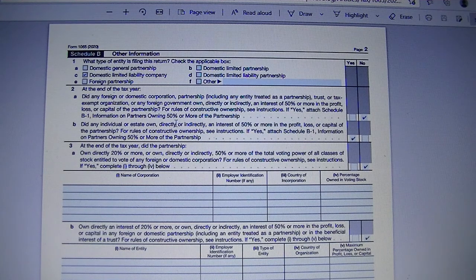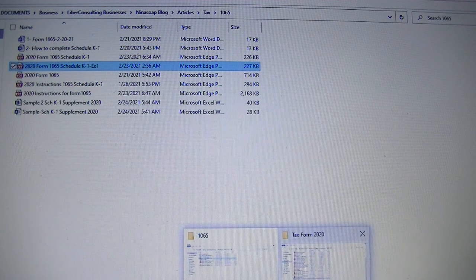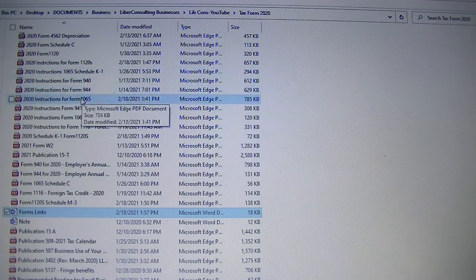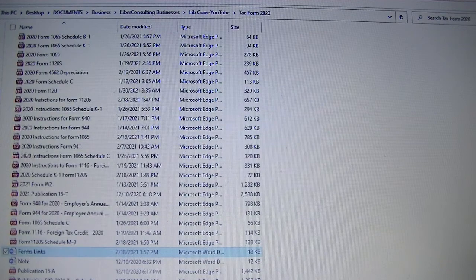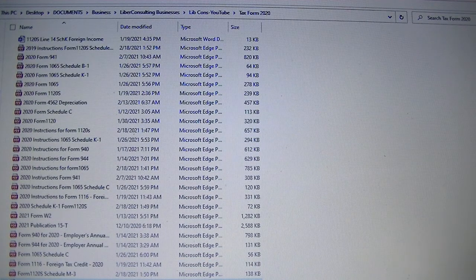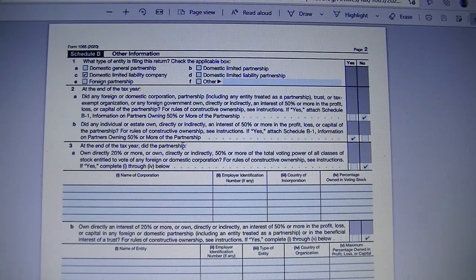If you have partners that own 50% or more of the partnership, you need Schedule B-1. Let's see if we have an example here. That's a schedule where you will state the partner's name, their social security number, and the ownership percentage that they have in the business. And that's pretty much it. It's not complicated, but it comes with a few instructions to help you understand it. If no partner owns 50% or more of the partnership, then Schedule B-1 is not needed.